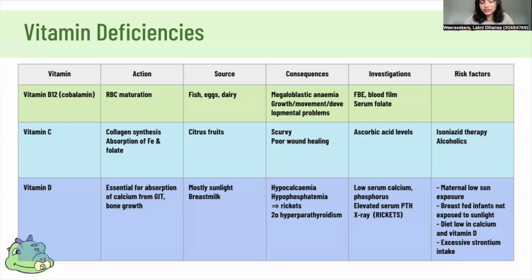There are many different investigations you will need to do to investigate this. So serum calcium, parathyroid hormone, and x-rays of the bones. And in terms of risk factors, maternal low sun exposure is an important risk factor, and also if the infant is breastfed but not exposed to sunlight, children with diet low in calcium and vitamin D, and excessive strontium intake.